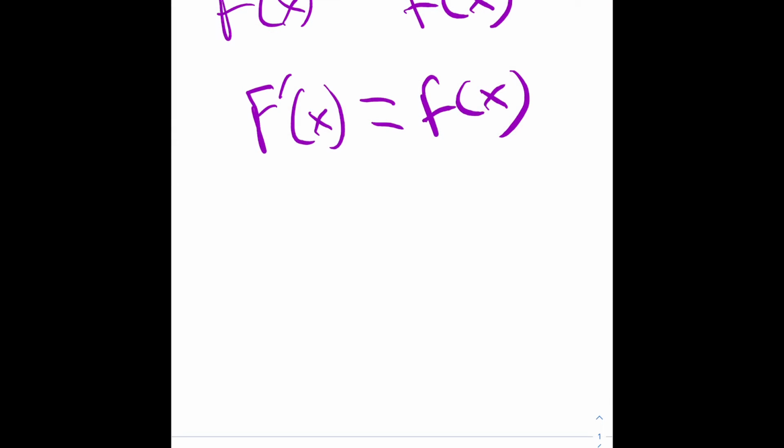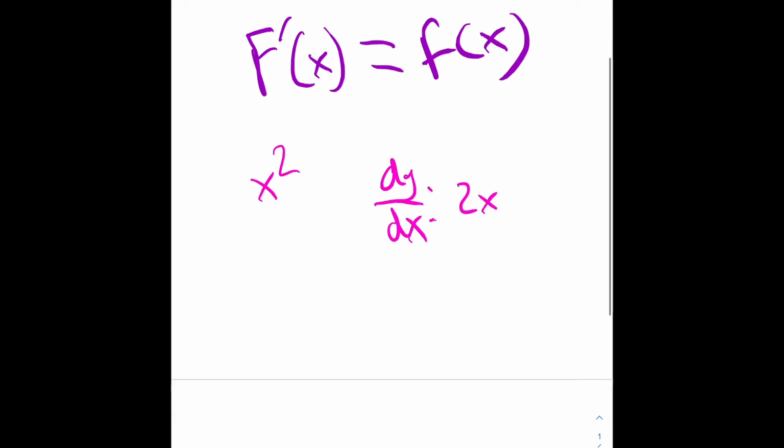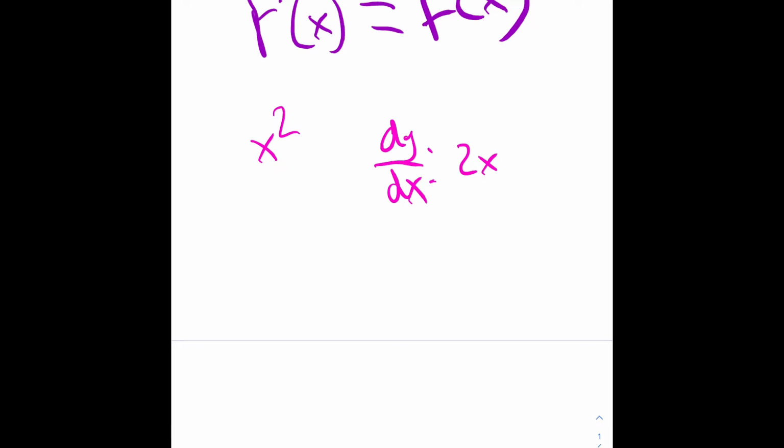So if we looked at x squared and wanted to find the derivative of x squared, we would move the 2 out front, 2x, and then 2 minus 1 is just 1, so I don't need to write that. The antiderivative is kind of like the opposite. So instead of going down, we're going to move up.